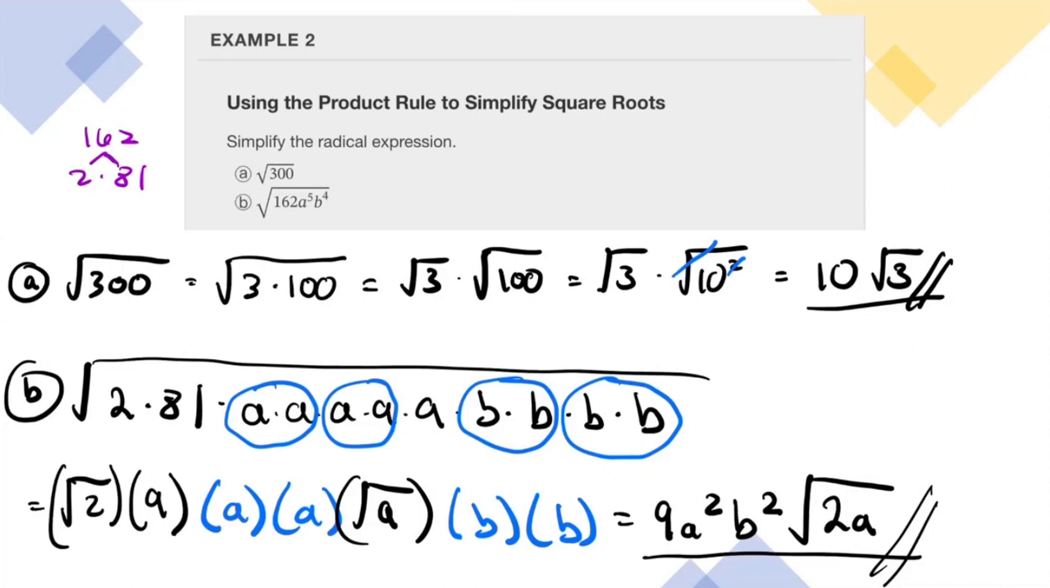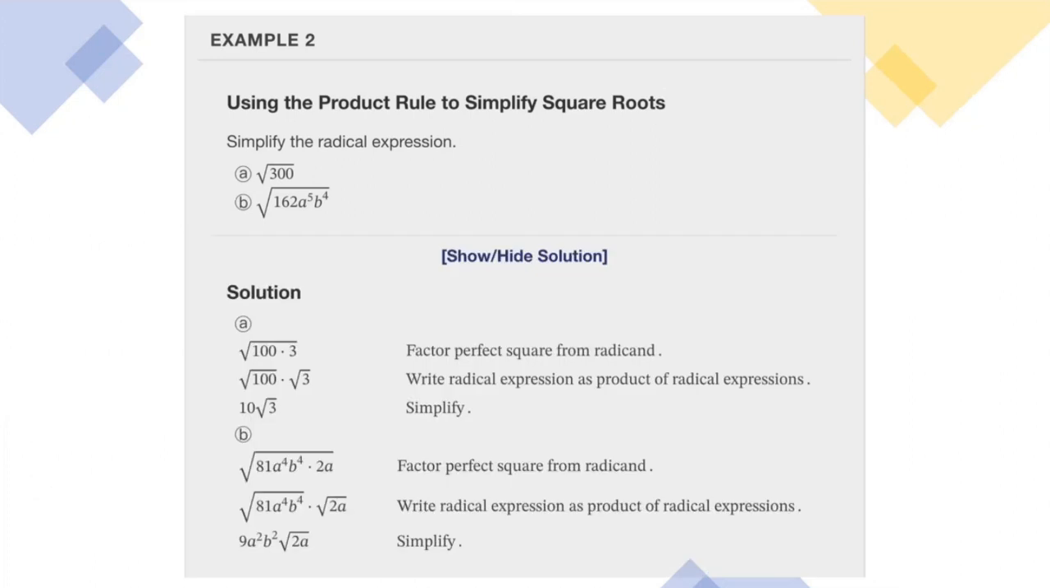Let's look at the prepared notes and see how we do. We got 10 times the square root of 3, 9A squared B squared times the square root of 2A. Okay, factor perfect squares from the radicand, right? So anything that was a perfect square, they grouped together, and anything that was not a perfect square, they left to the right. Square root of 81 was 9. Square root of a to the 4 was a squared. Square root of b to the 4 was b squared, right? So we saw 2 different ways of arriving at the same conclusion, which is normal, right?